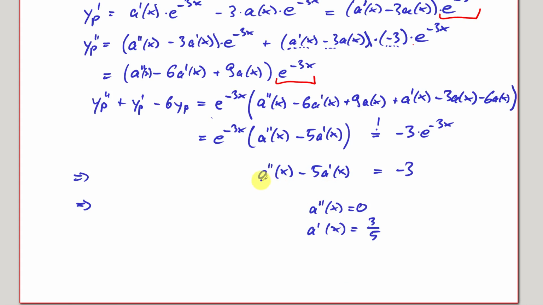Because this is just 0. We just choose a such that the a double prime is 0, and then this term is 0, and if a prime happens to be 3 over 5, then the 5 cancels, and we have just minus 3 equals minus 3. So that's nice. And this choice would do the trick.